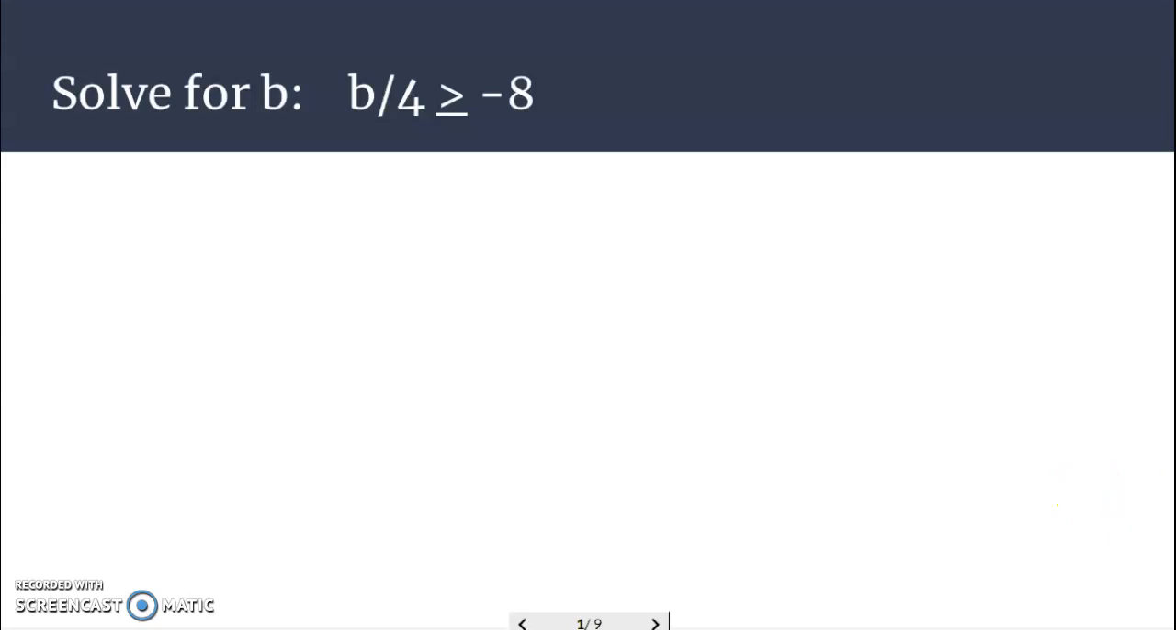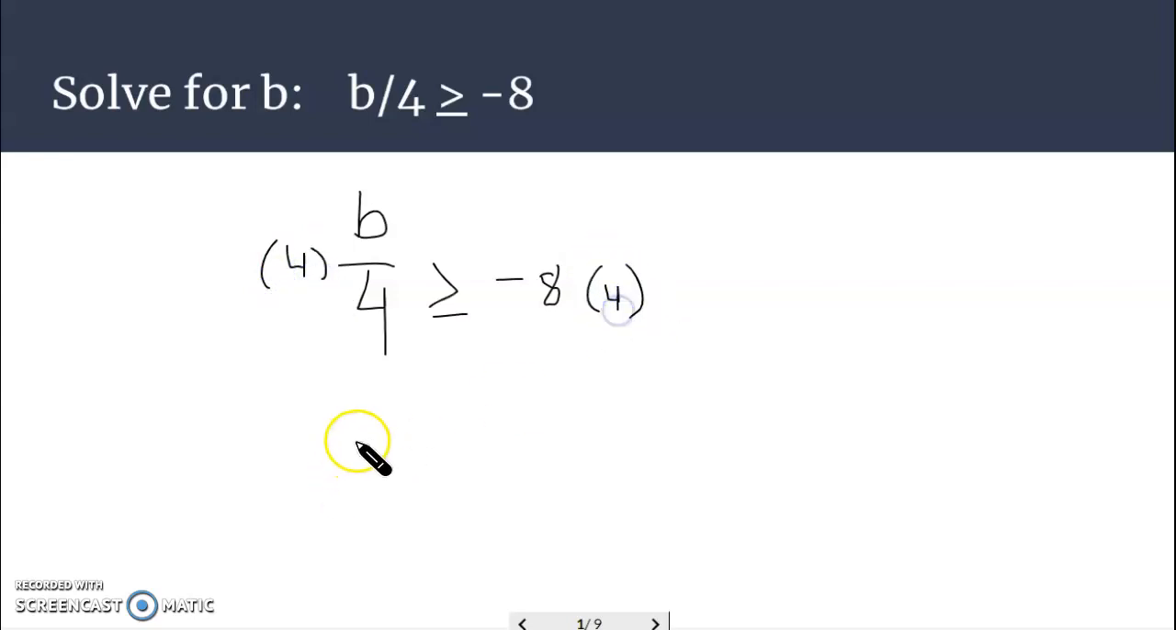Welcome back, everybody. In this video we're going to be talking about solving multi-step inequalities, and also justifying reasons for solving equations. First, solving for b. Let me rewrite it so it looks more like a fraction: b divided by 4 is greater than or equal to -8. In order to solve for b, we multiply both sides by 4, and b has to be greater than or equal to -32.